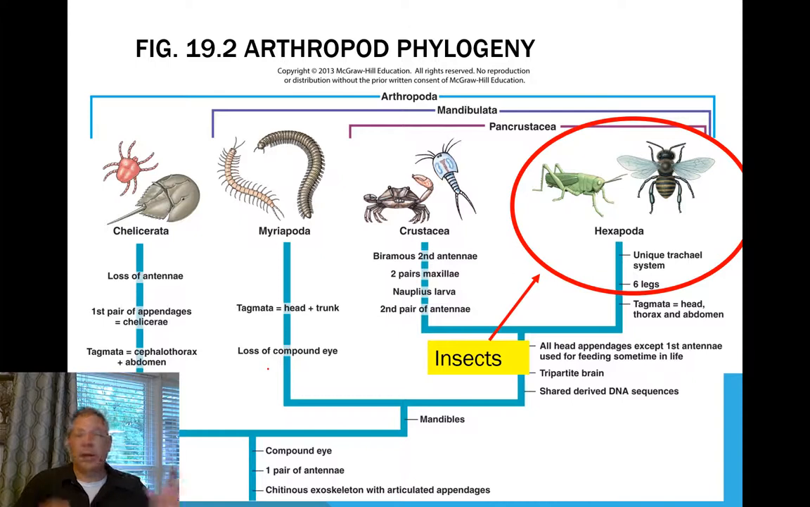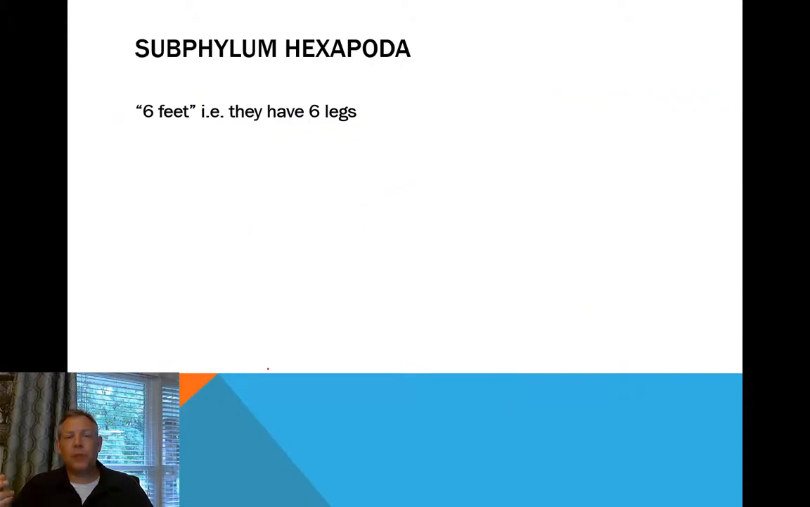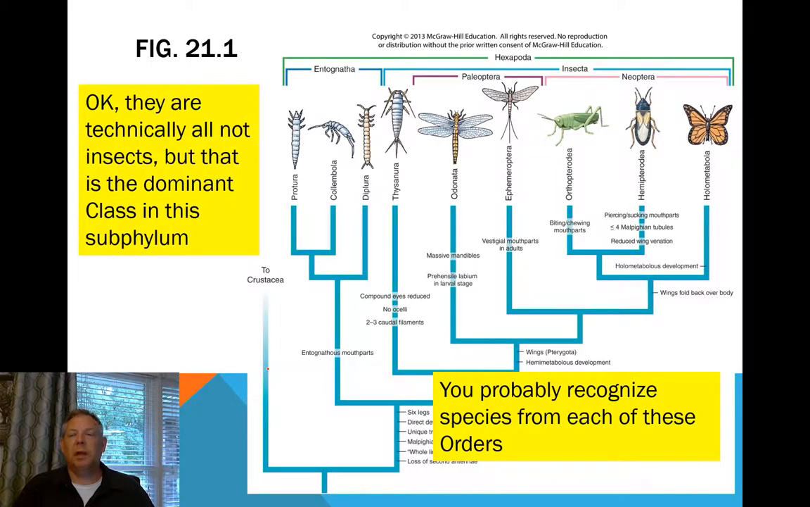Okay, the final group, again, that you're very familiar with, that just dominates the terrestrial environment, are the insects, the hexapoda. And so hexapoda, 6 legs, and so these have 6 pairs of walking legs. And so technically all the hexapoda are not insects. You've got a few groups here that are not technically insects, but the majority of the organisms in this group are insects. And you probably recognize individuals from many of these groups, right?